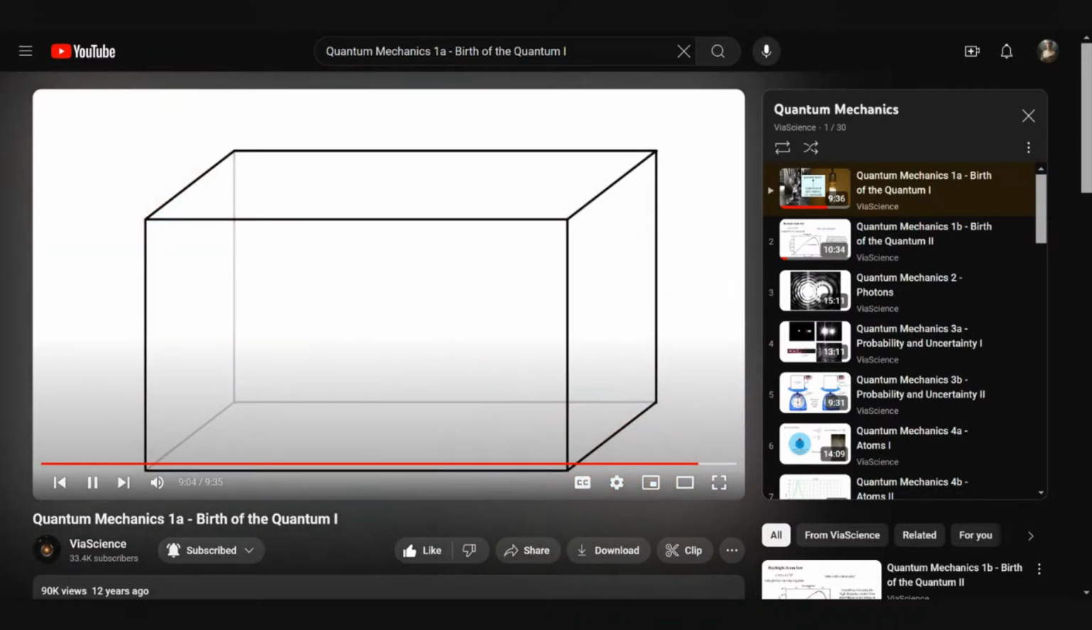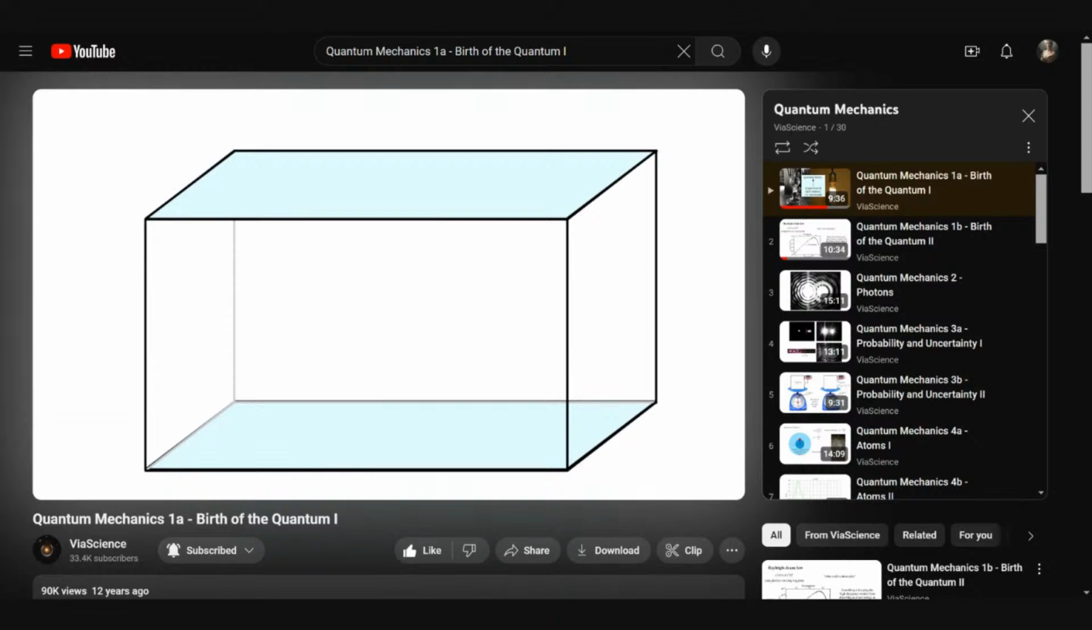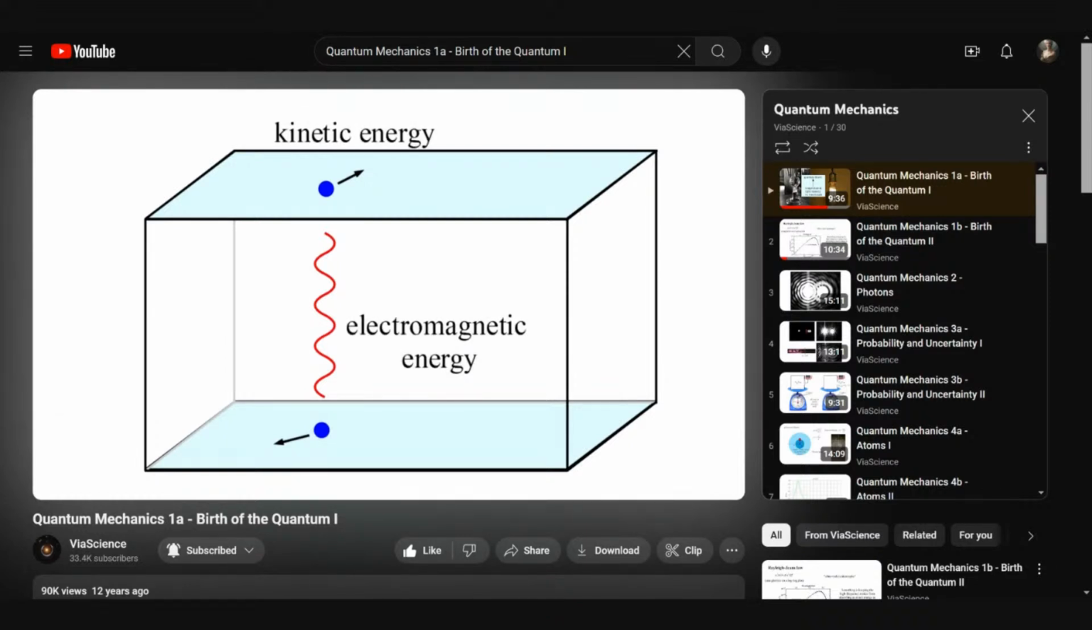Suppose we have a box enclosing a vacuum, the sides of which are made out of some material at a temperature T. The charges in the material will be in thermal motion, and the box will be filled with radiation. The particles making up the box contain kinetic energy, and the radiation in the box contains electromagnetic energy. We've discussed the relation between temperature and kinetic energy. Now we want to see what the relation is between temperature and electromagnetic energy.